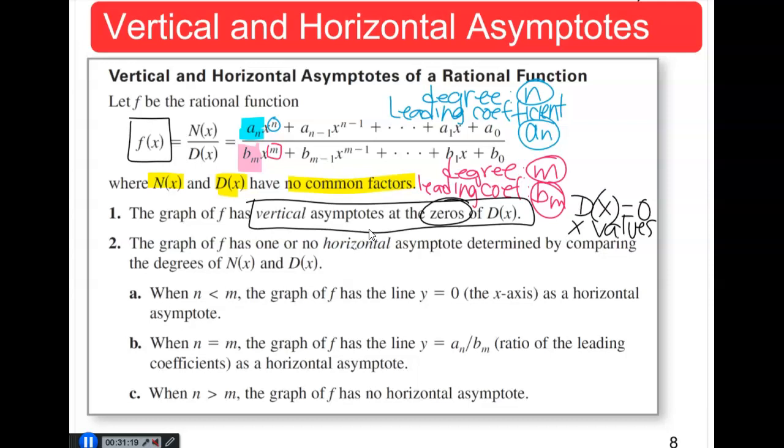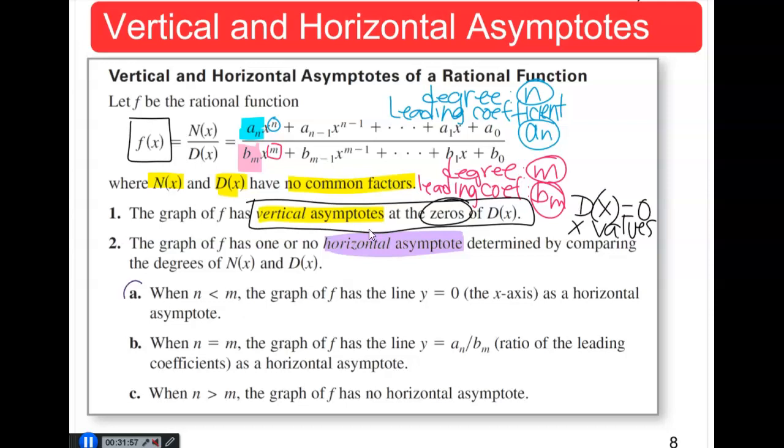Number two says the graph of f has one or no horizontal asymptote, determined by comparing the degrees of n of x and d of x. So that is very important too. This is for vertical asymptotes. Now the other three statements are specifically for horizontal asymptotes. So we have one or no horizontal asymptote. I know that sounds like two cases, but we're going to break them down into three types.